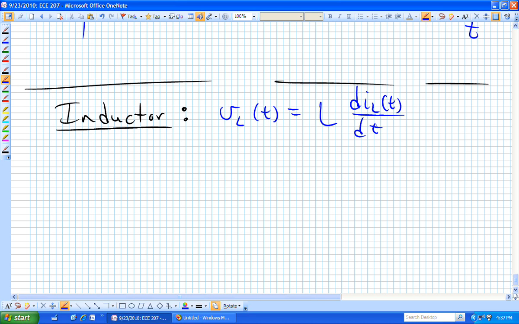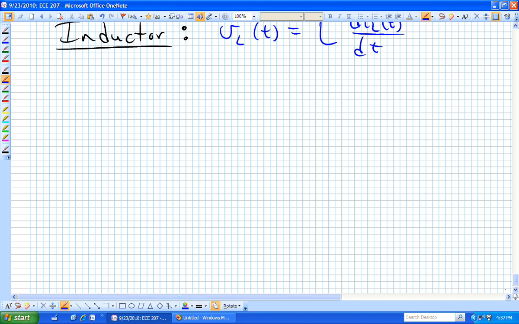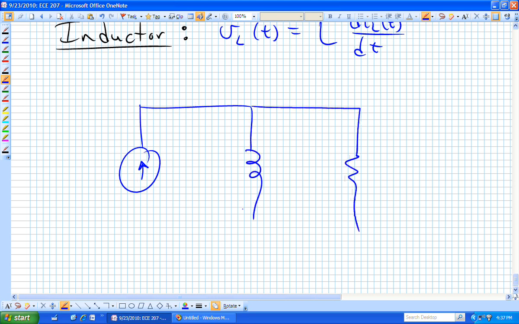V sub L is L di dt. There's ELI. What kind of a circuit can we draw now? Let's say that we have a current source, an inductor, and a resistor. Here's R, here's L, here's I sub S.